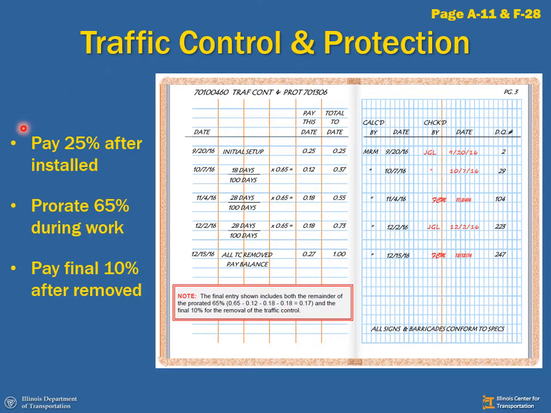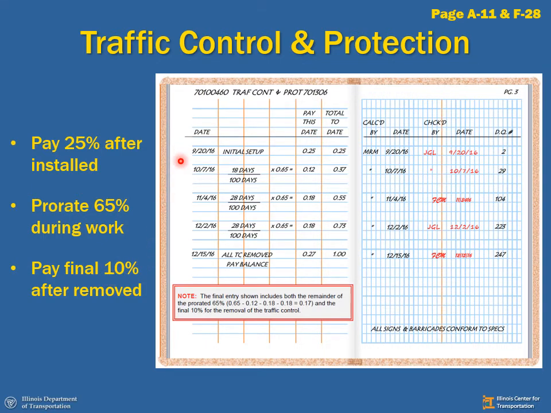So what we want to do is pay 25% of that lump sum after they get it installed and we inspect it and we approve of the setup. During the work that's protected by this traffic control, we're going to prorate 65% of that lump sum. Once they've finished the work and have removed all the traffic control devices from our project, we're going to pay them the final 10%. How do we do that?